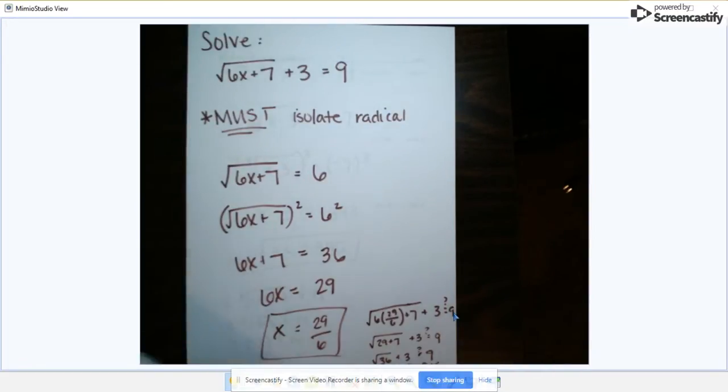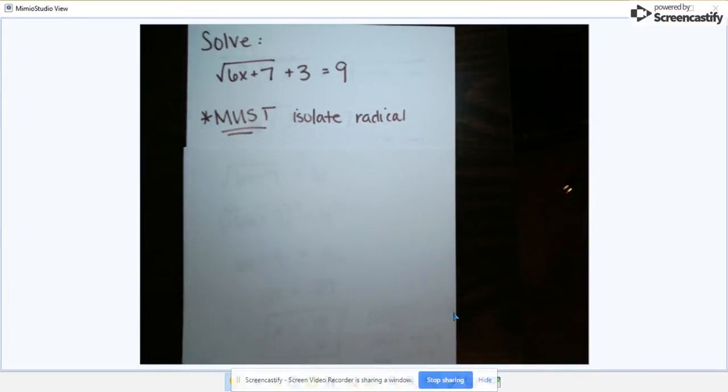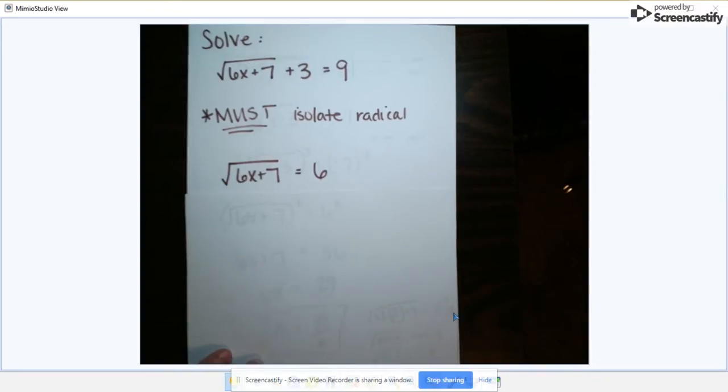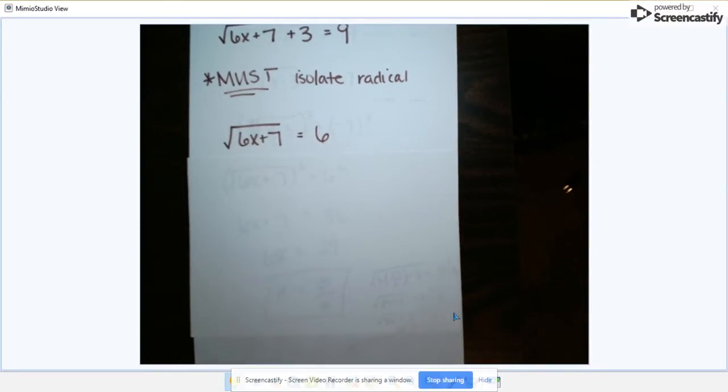Okay, here's another one that has a few more steps to it. Still really basic to solve. However, you must get your square root all by itself. You have to isolate that radical before you can solve. So we need to subtract 3 from both sides. So we get square root of 6x plus 7 equals 6. Now we can raise both sides to the second power. We can square both sides.